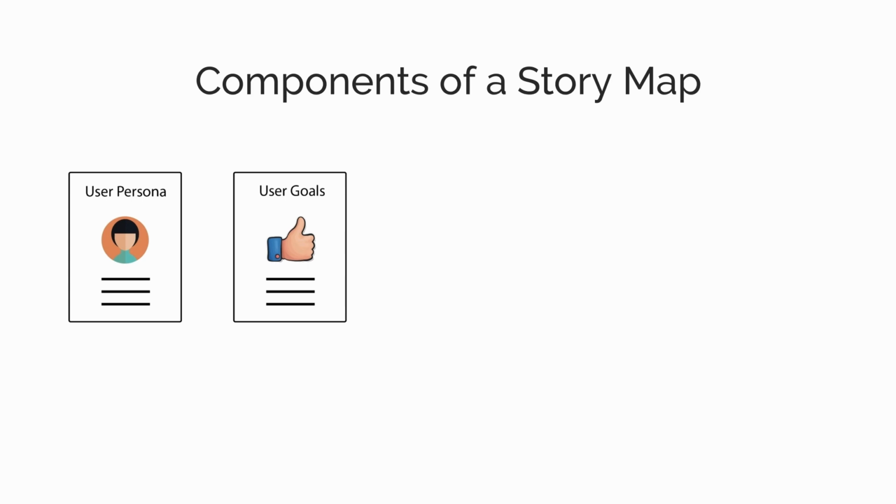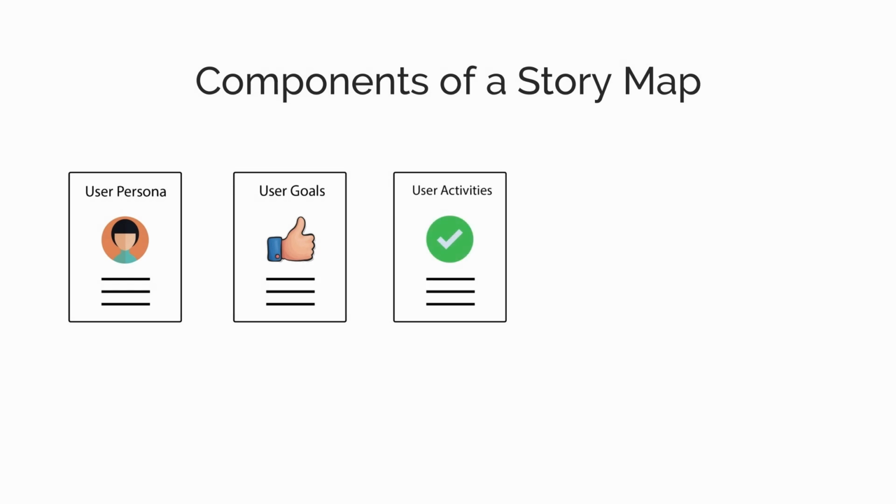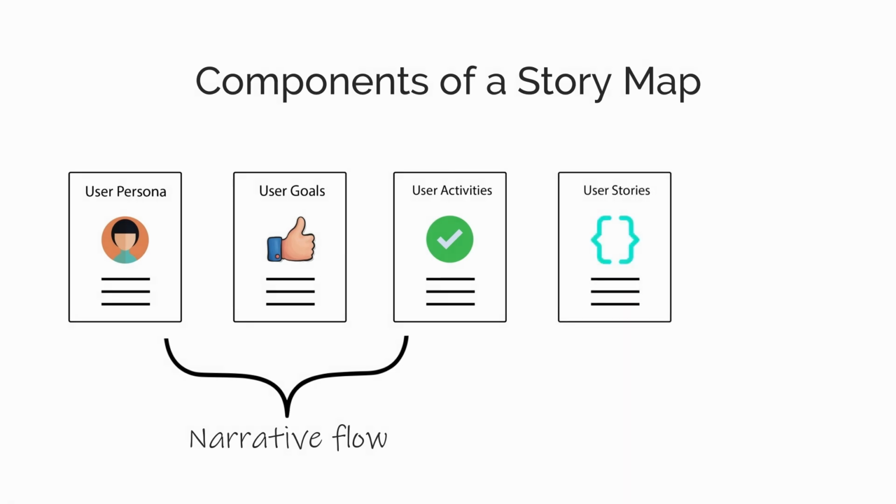Next, we map out the thought process of a user trying to achieve this goal as user activities. Together, the goals, personas, and activities describe what we call the narrative flow, or the backbone of a story map. User activities are further broken down into user stories, which specify how someone can complete these activities within your product.